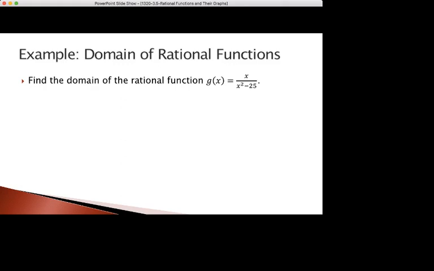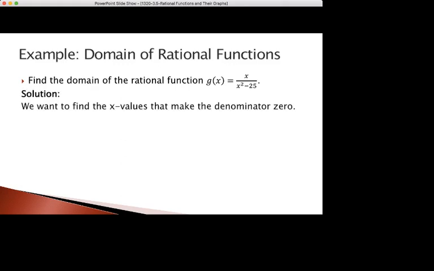All right, hopefully you attempted at finding the domain of this rational function, and if you did, let's go over the solution. And if you didn't, well, let's go over the solution anyways. So, solution. We want to find the x values that make the denominator equal to 0. So, set the denominator equal to 0. And when we do that, we get x squared minus 25 is equal to 0. Add 25 to both sides, and we come up with x squared is equal to 25.